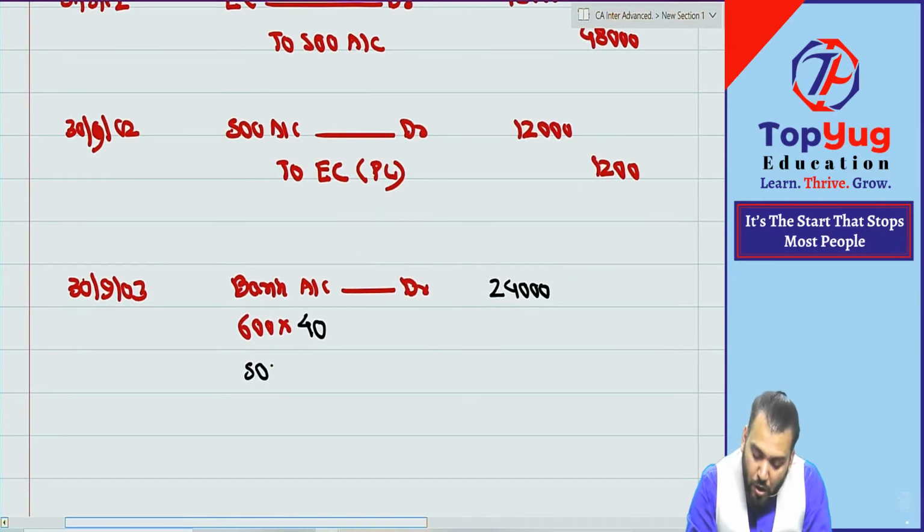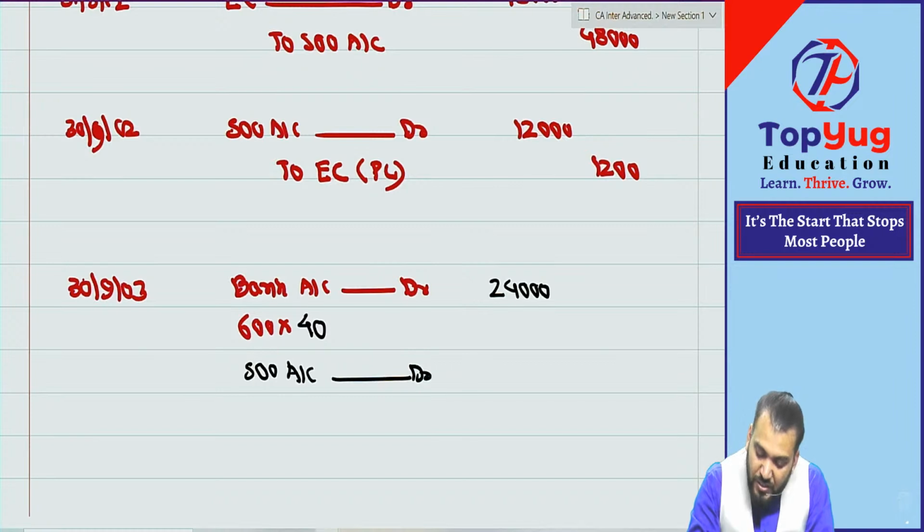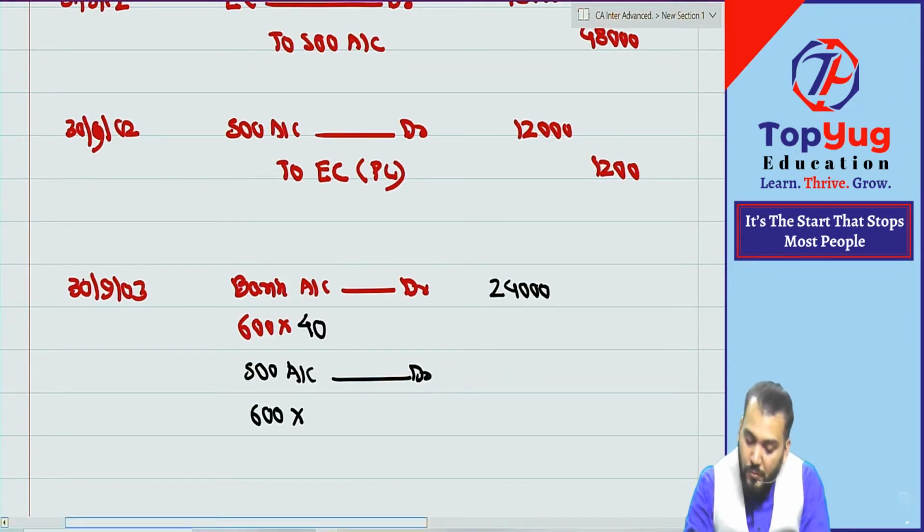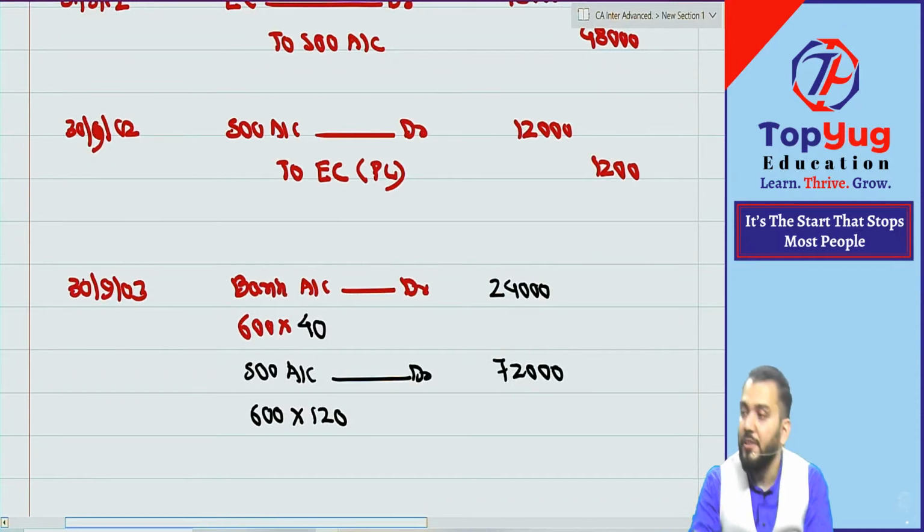Then stock option outstanding account. 600 into what? 120. Very good. How much? 72,000. Have you understood what I am doing?